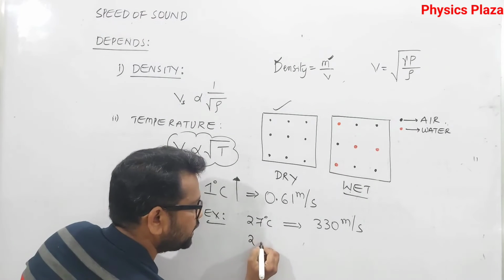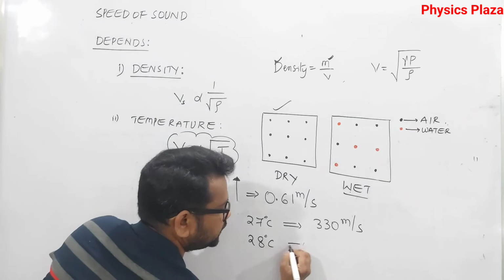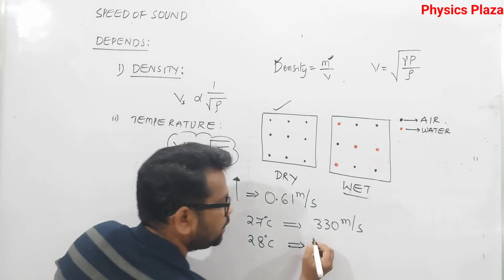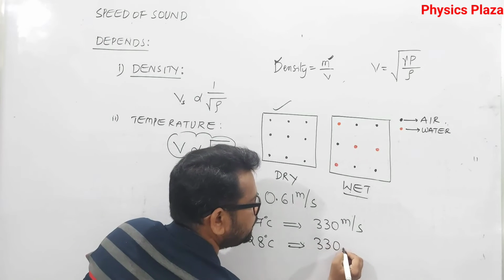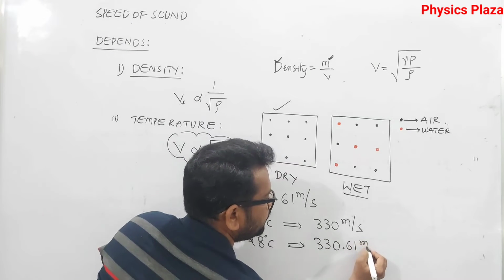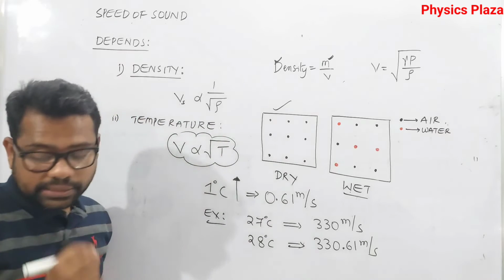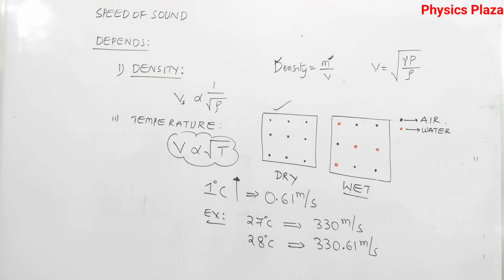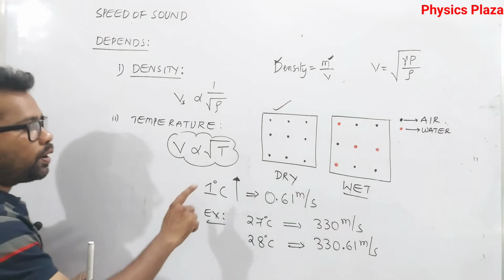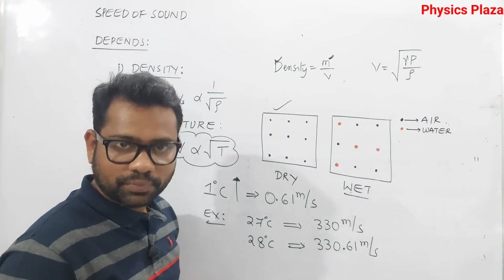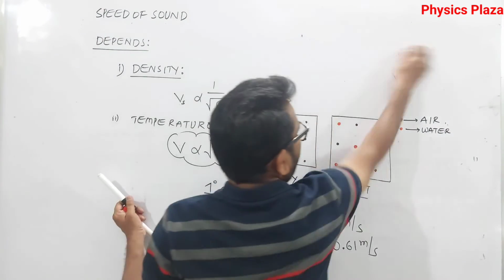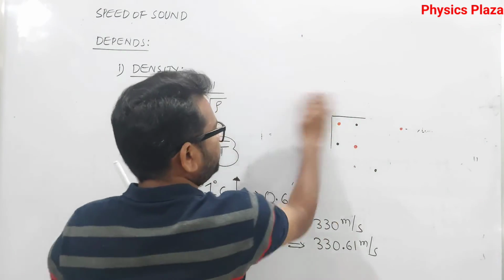Now, temperature is increased to 28 degrees Celsius. Then what will be the speed of the sound? It will be 330.61 meter per second. That's what I said, that for every 1 degree Celsius rise in temperature, the speed of the sound is increased by 0.61 meter per second. Clear? Fine.